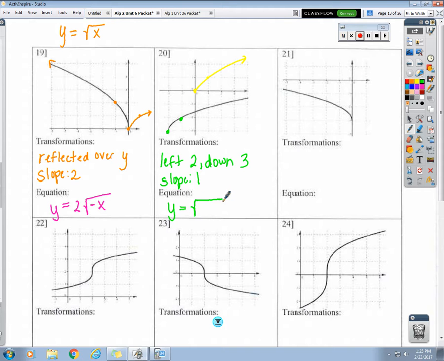And then the square root. To represent left 2, you'll put x plus 2 on the inside. And to represent down 3, you put minus 3 on the outside. And then we won't do it for every problem, but once you've written your equation, I would always suggest graphing your equation and making sure it looks just like the one on the picture they gave you. And then you'll know if you did it right. Okay, why don't you take a second and try 21 by yourself before I just go over it for you.